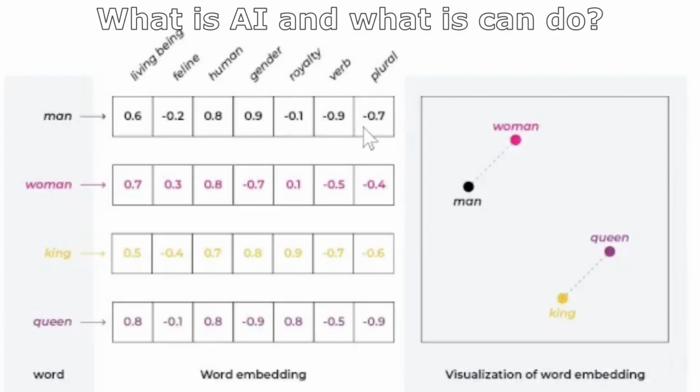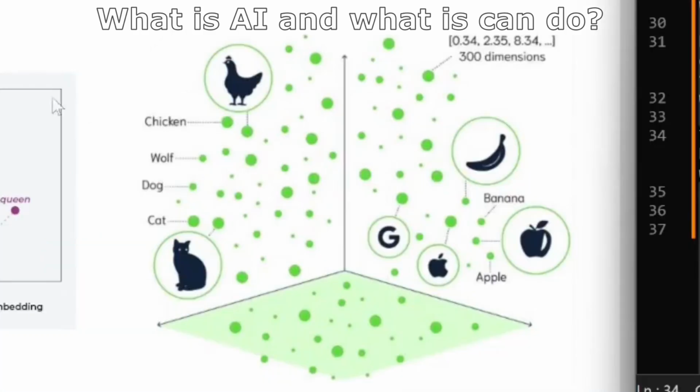Do you see the negative numbers mean that it's really not a woman. Pretty much the same view. A king will have a very strong royalty connection, queen as well, and is also not a verb or plural. It can have many dimensions. And in the end, this is what we get.